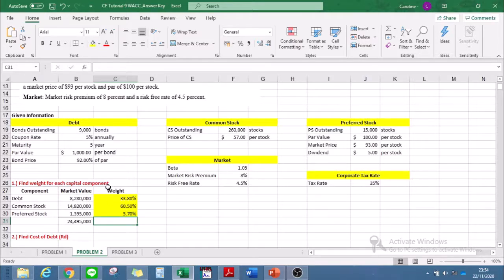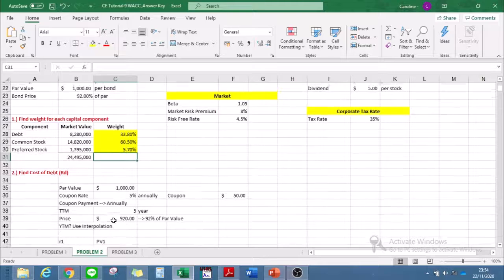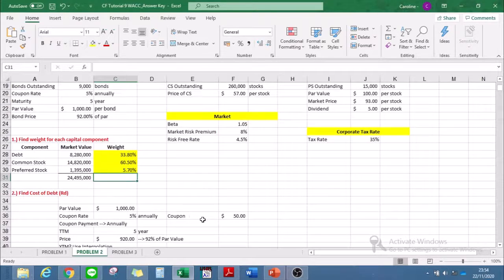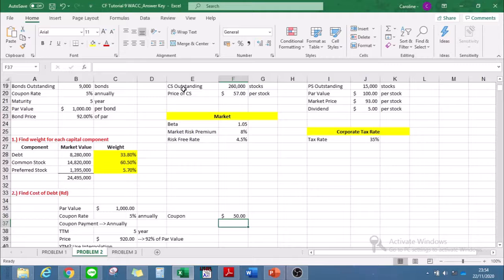Next, we're going to find the cost of each source of the fund. The first one, the cost of the debt. We know that the par value is 1,000, the coupon rate is 5% annually. So that basically means that in every coupon payment the firm has to give $50. The coupon payment is made annually, time to maturity is 5 years, and the price of the bond is currently $920 because it is 92% of the par value.